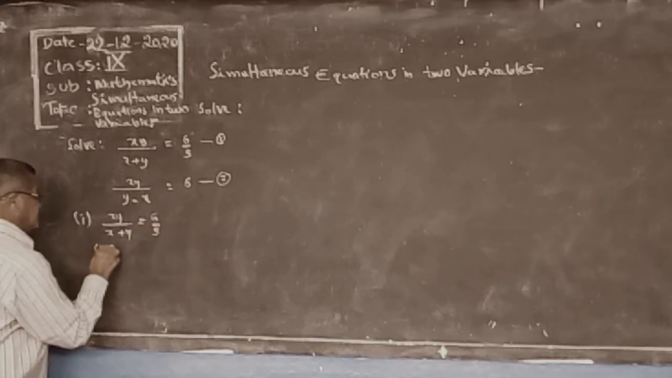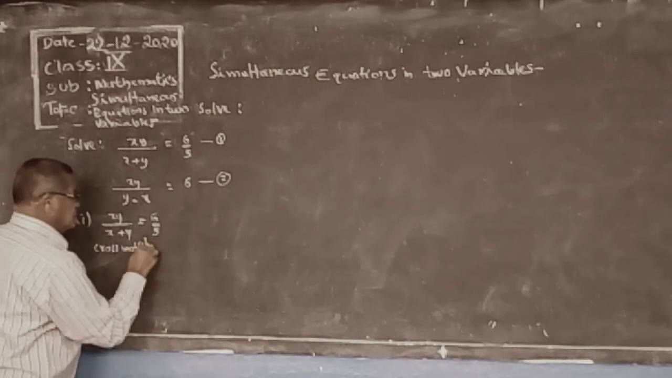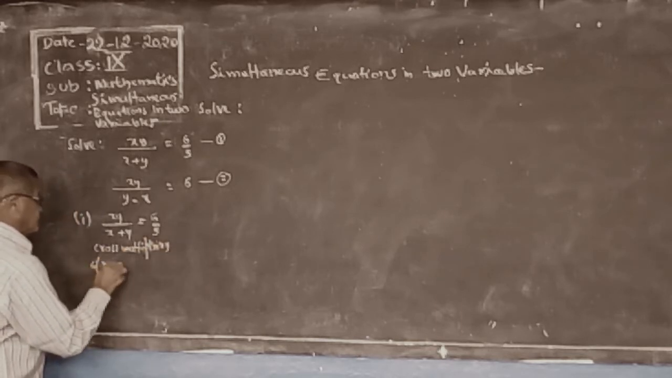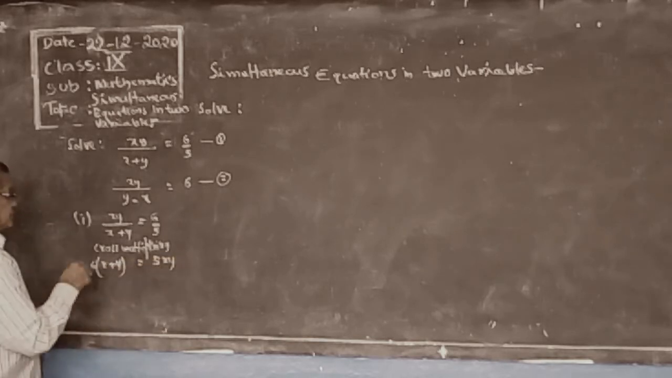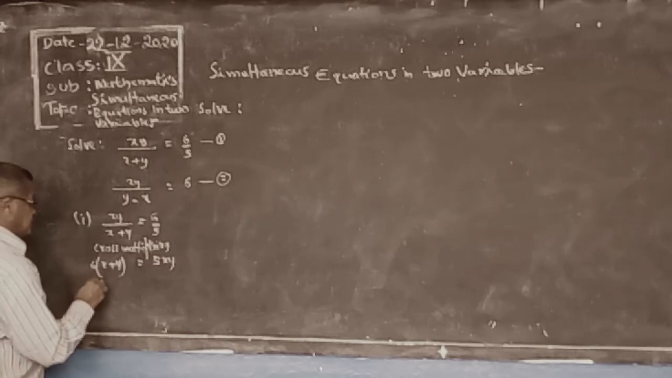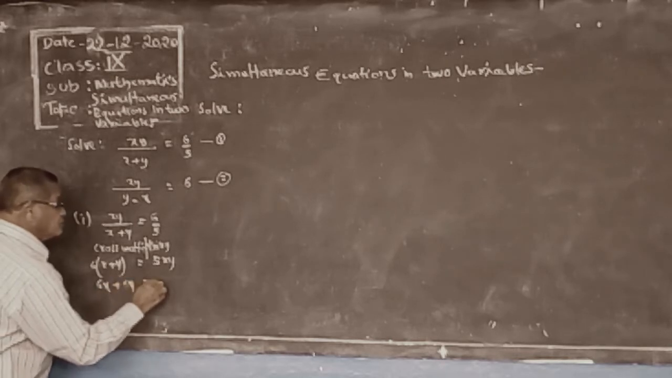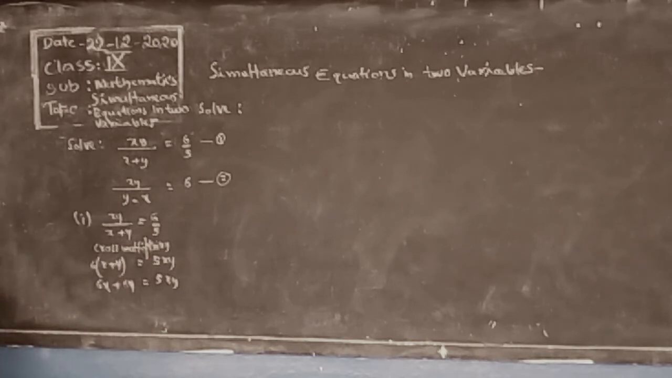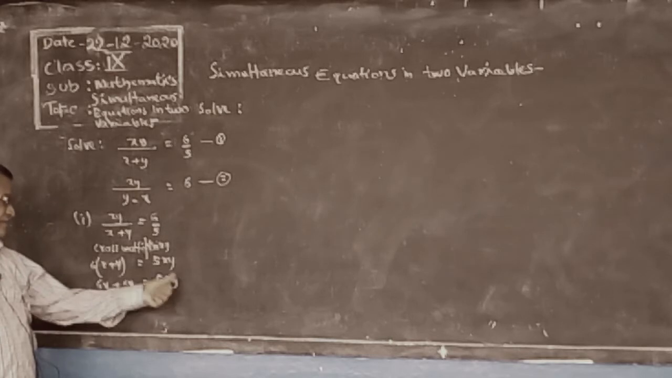Cross multiplying, 6 of x plus y is equal to 5xy. This is 6x plus 6y is equal to 5xy. In a general simple equation, on the left side x and y are variables and on the right side there is only a constant. But here xy is there.